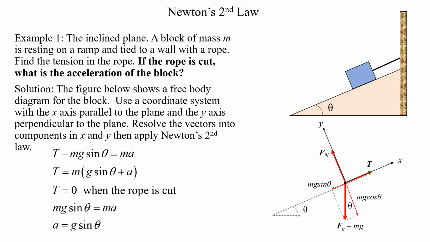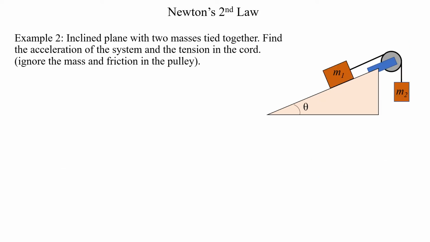Okay, so this actually turns out to be pretty simple. The key is we want to write our coordinate system so the x-axis is parallel to the ramp and the y-axis perpendicular to the ramp. That way we only have motion in the x direction. Now we're going to look at a similar problem, but we're going to make it a little bit more complicated. We're going to put a pulley at the top and hang a weight off the back of the ramp. So we have an inclined plane with two masses tied together.